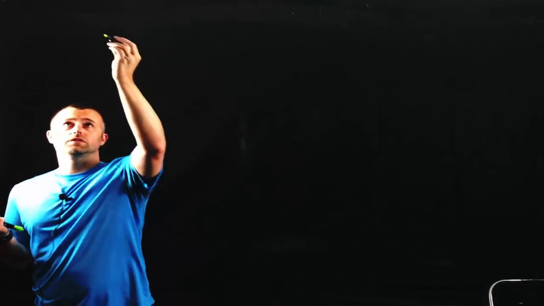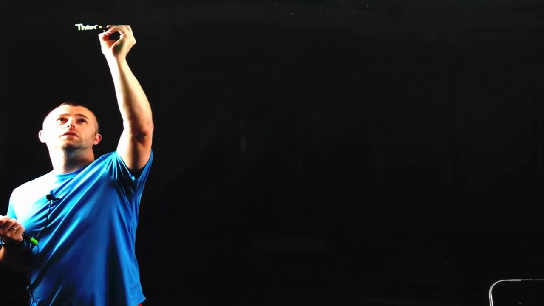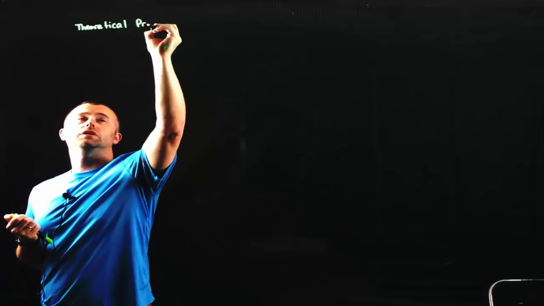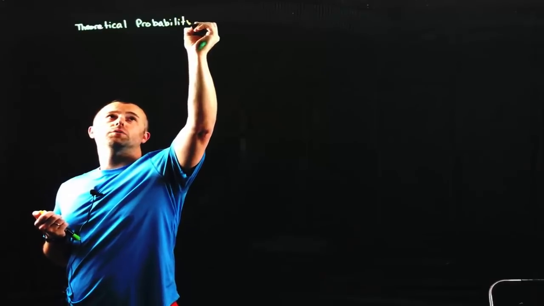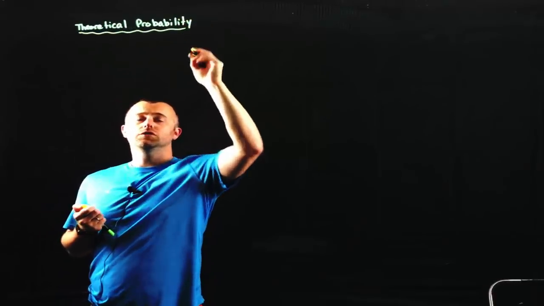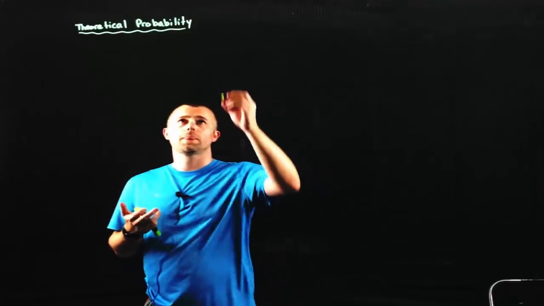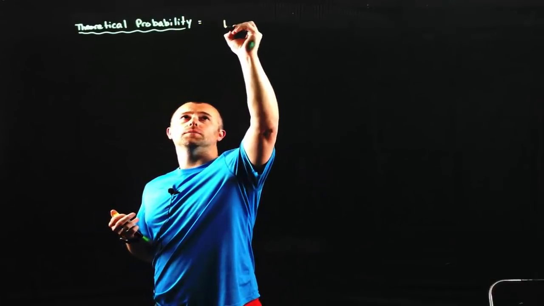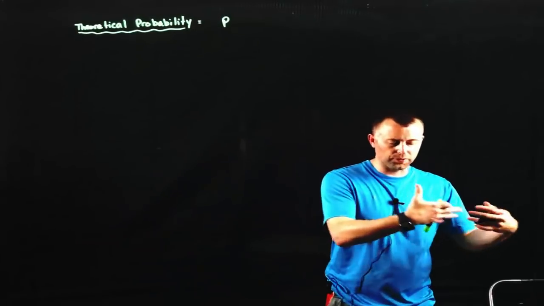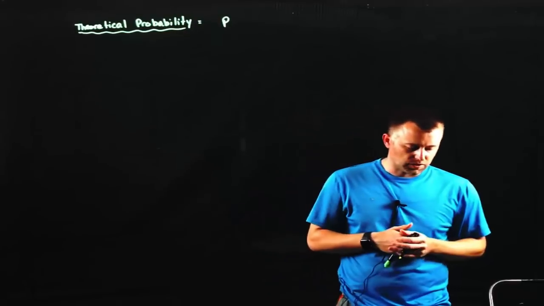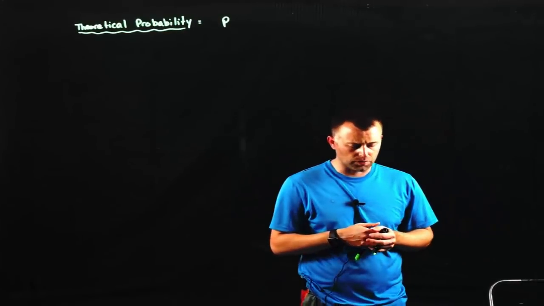So what we're going to do right now is start really getting into probability. This lesson is all about theoretical probability, which is pretty basic probability, which is probably why it's the first probability we're doing. In general, probability is a measure of how likely an event is to occur.